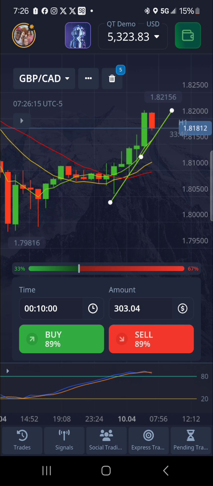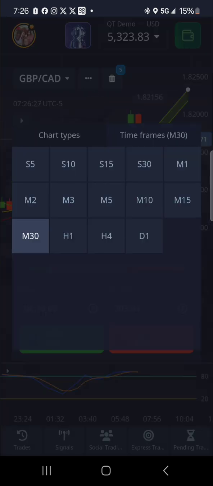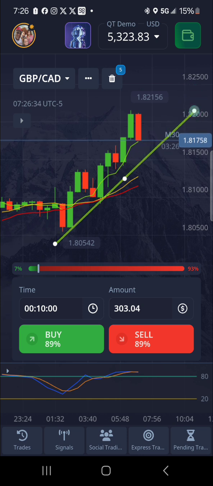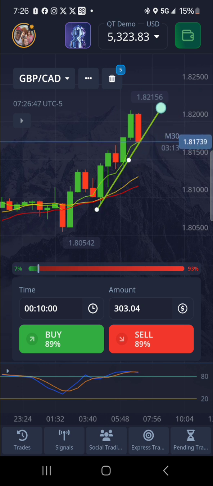Okay, so yeah, this one looks like it's getting close. Let's go to 5 minute. Let's go to 30 minutes. I just want to make the line more accurate. So it's not that straight anymore, but if you bring it here and you bring it here, you see a more accurate entry.